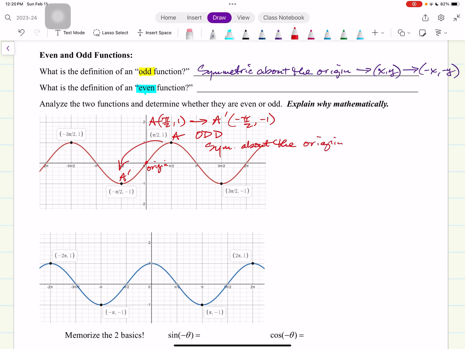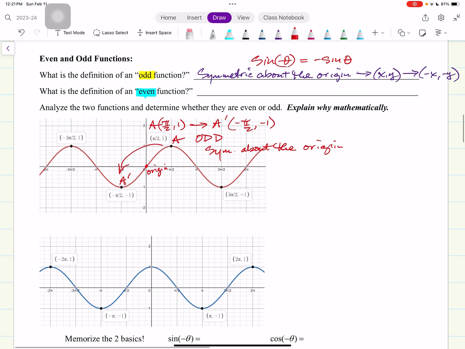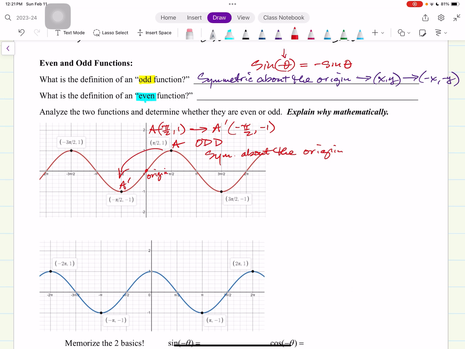Okay, because of that, the sine of x, or sine of theta, or excuse me, we're talking about negative theta here. If you take the opposite of theta, you get the negative sine theta. So let me rewrite this here. If you take the opposite of the input, which is negative theta, that's going to be equal to negative sine theta. So again, you take the opposite of the input and you get the opposite of the output. That's why both coordinates change.